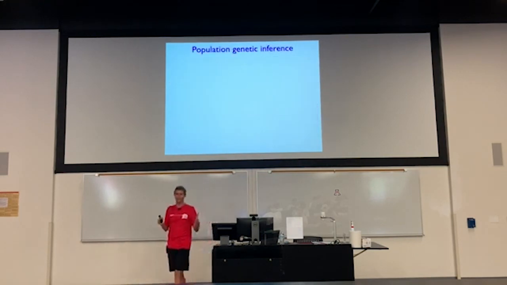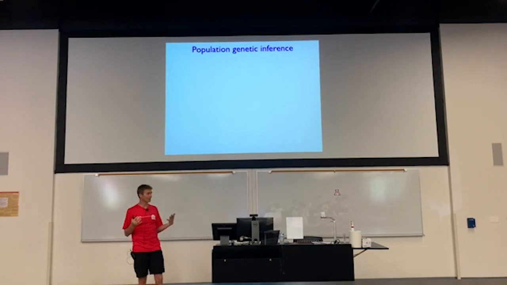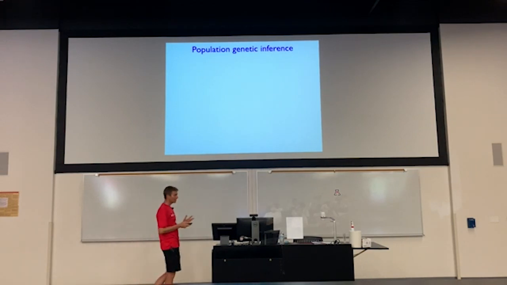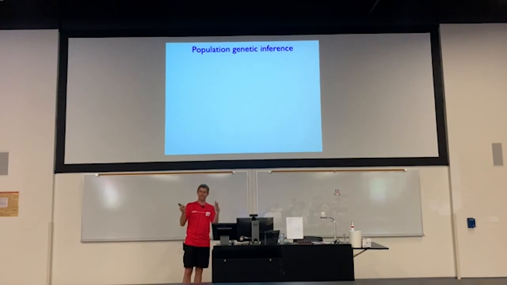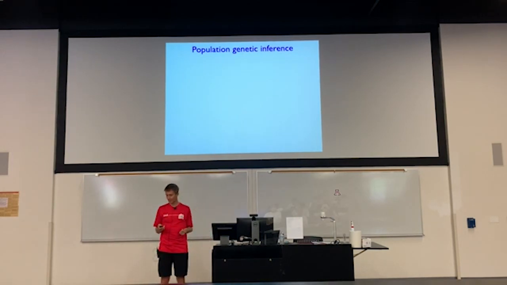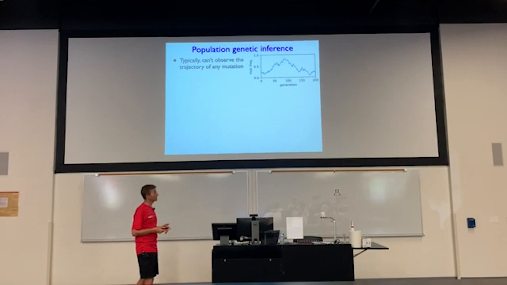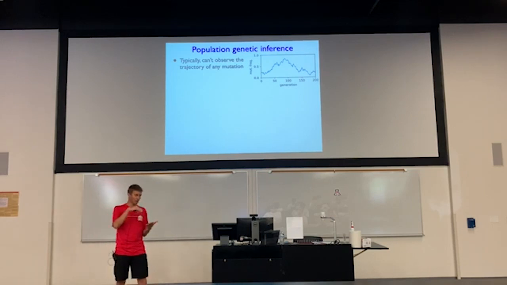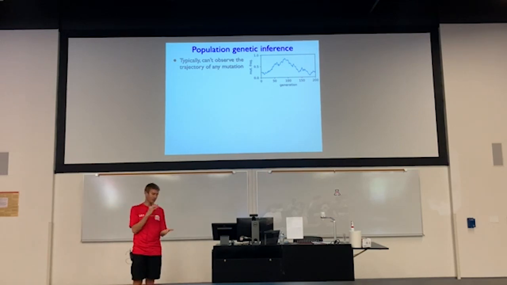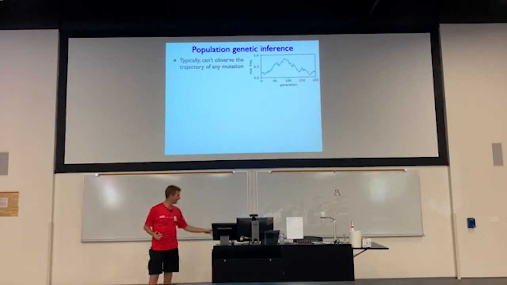So what does my group do? My group does population genetic inference. Inference is a big word. What that means is that we want to take the data we can observe and learn something about the past from it. If I had all the data I possibly could, I would love to take a population and sequence every individual in that population for hundreds of generations, and just watch every mutation over time.